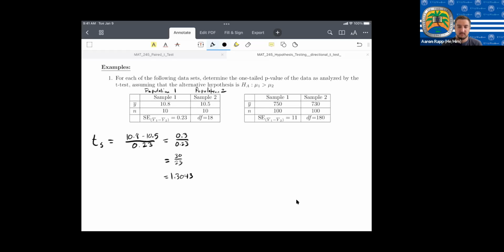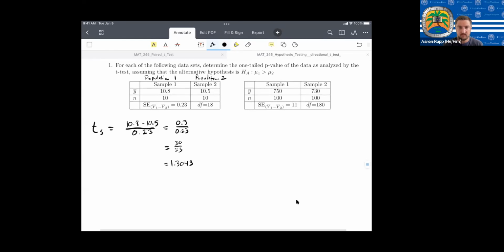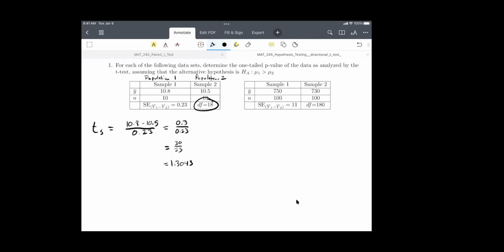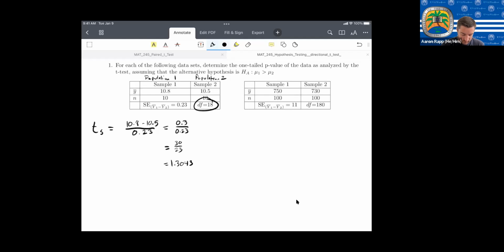Now the other question is, once I have my test statistic, I need to compare this to a t-distribution. How many degrees of freedom am I told to use for these 2 samples? 18. Right here in the box. So I'd be going to figure out what the p-value is for this test statistic, 1.3043 with 18 degrees of freedom.